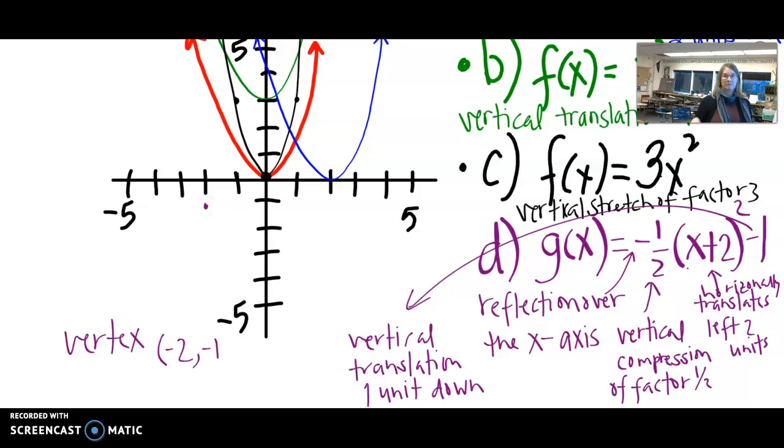It's opening downward because of the negative. And when I go over 1, instead of going down 1, I'm going to go down 1/2 because it's 1/2 as tall, but in the negative direction. And then the parent function, we go over 2 from the vertex and up 4. We're going to go over 2, and we're going to go down half that amount, so down 2. And our parabola will look something like this.